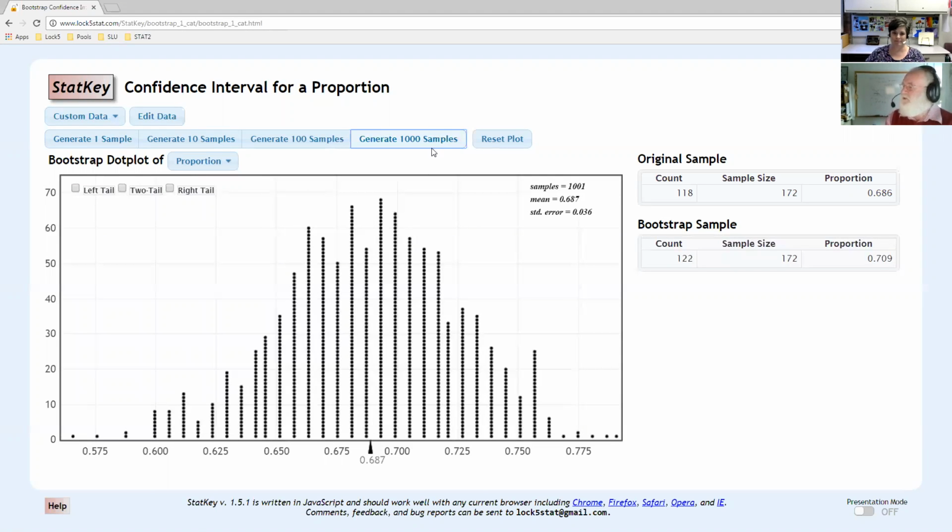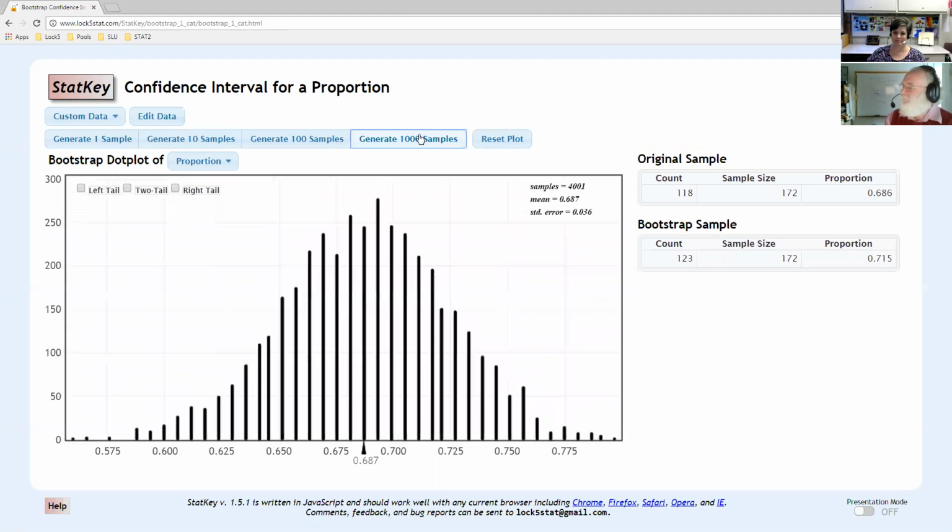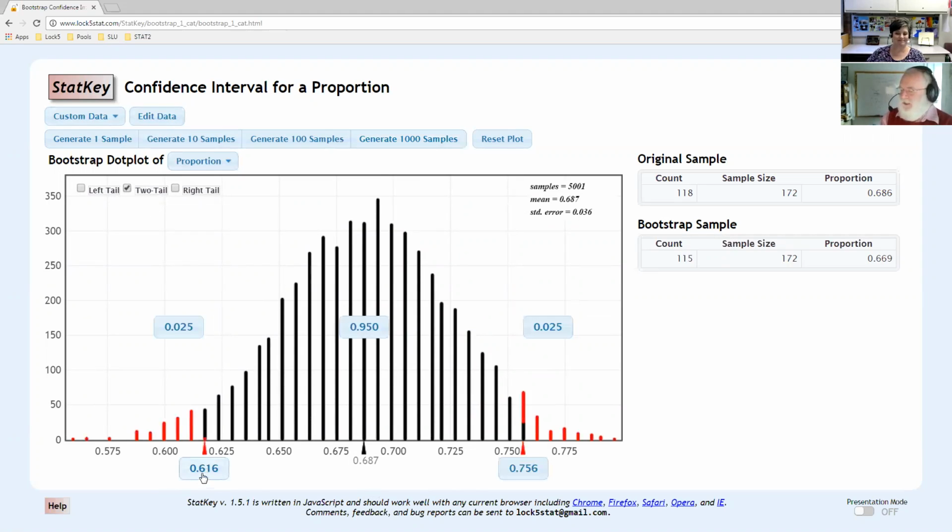Okay, that's nice. You can still see the dots, but we'll go to a couple thousand. Okay, and you kind of lose the dots now. But 5,000 is usually a pretty good number. And you see this nice distribution for what sample proportions should look like if we're sampling from a population with a proportion of about 0.686 successes. Then to get that to an interval, we're going to go the same two-tail. So we're looking at about 0.616 to 0.756. And there's our 95% confidence interval.